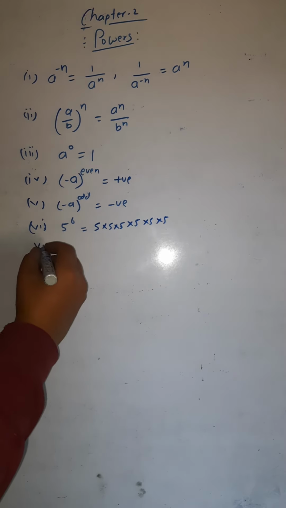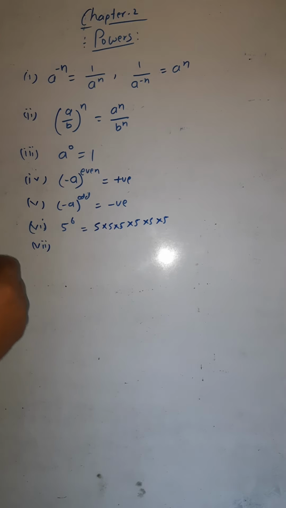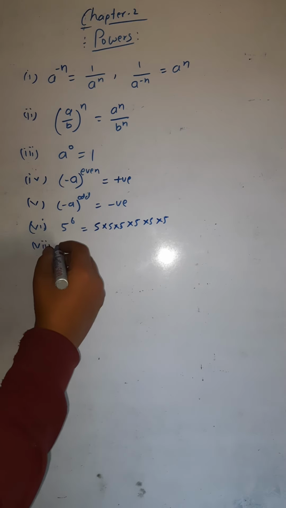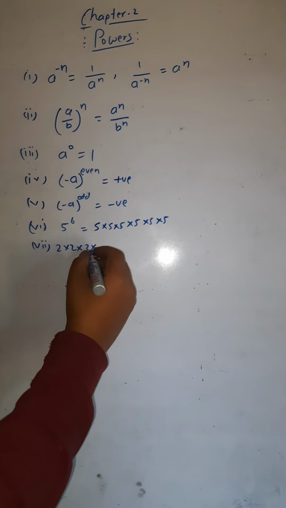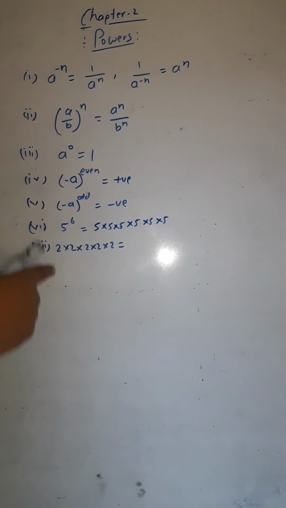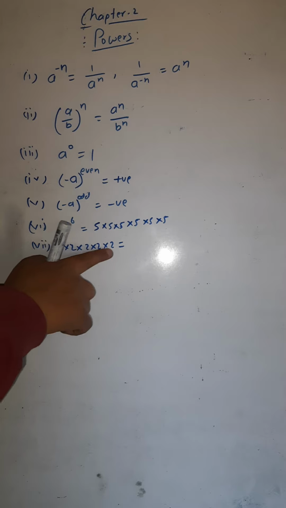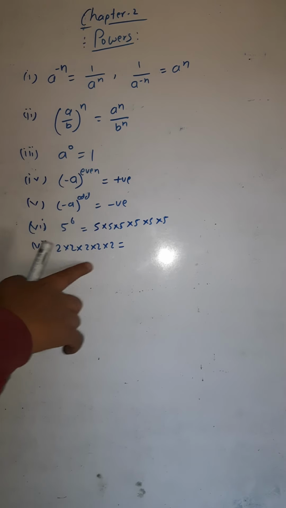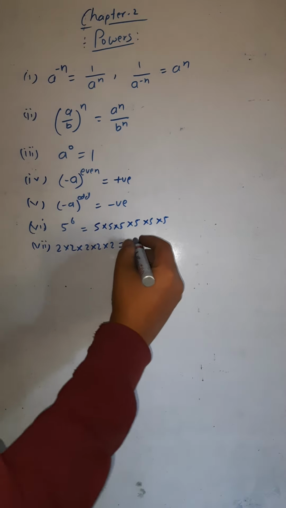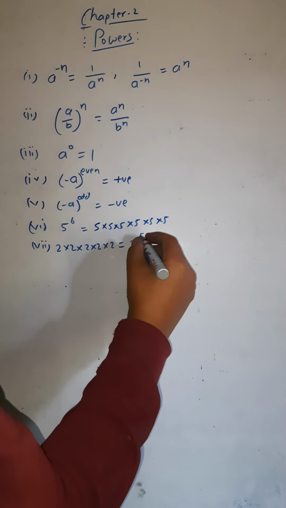At the same time, suppose you have been given 2 multiply 2 multiply 2 multiply 2 multiply 2. So how do you write this? What does this mean? How many times is 2 coming here? 1, 2, 3, 4, 5. 2 is coming here 5 times. So the power should be 5. So you can write it as 2 raised to the power 5.